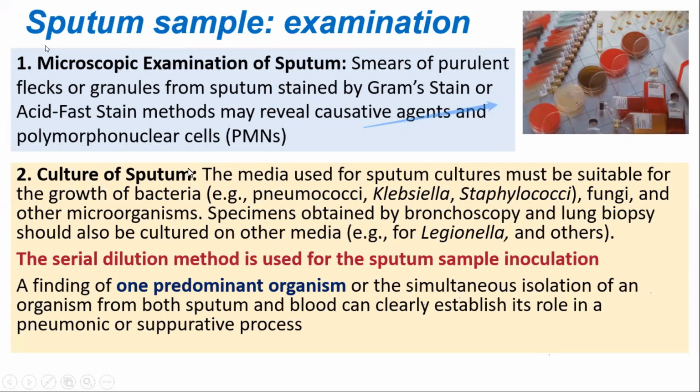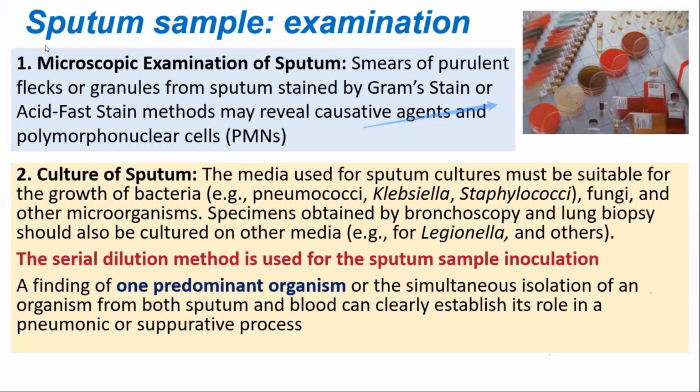A set of plates should be taken for the examination, and serial dilution method is used for sputum sample inoculation. Because to put the correct diagnosis, the predominant microbe must be identified, must be detected. And I will tell you that the concentration of bacteria above 10 to the power 6 for staphylococci and 10 to the power 7 for streptococci is helpful in making correct diagnosis of pneumonic process or suppurative process.